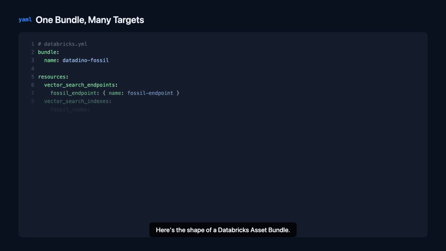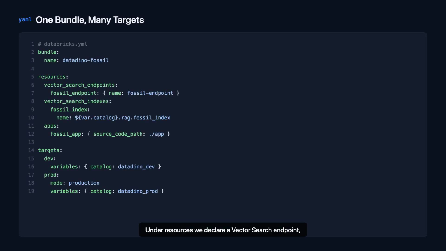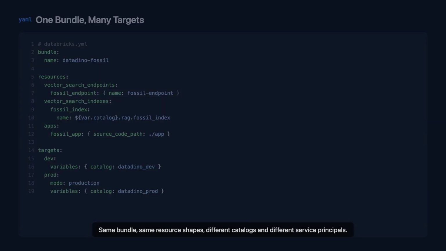Here's the shape of a Databricks asset bundle. Under resources, we declare a vector search endpoint, a vector search index whose name is parameterized on a catalog variable, and an app whose source code lives in a subdirectory. Under targets, we declare 2 environments. The dev target sets the catalog variable to DataDino_dev. The prod target sets it to DataDino_prod and turns on production mode. Same bundle, same resource shapes, different catalogs and different service principals.